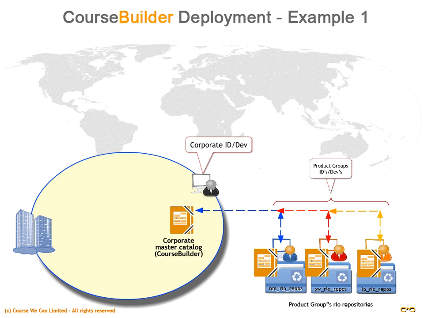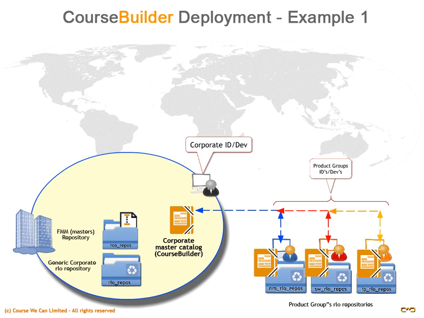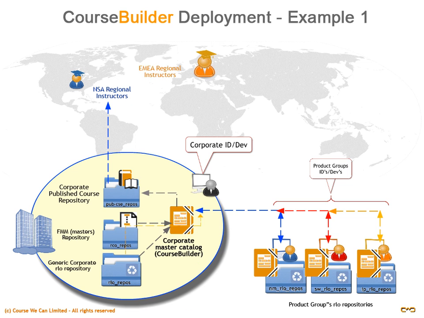Product group course developers can create their own catalogues and courses. Any learning content or RLOs are placed in their group's RLO repositories and then they notify corporate developers that they are there or allow access to their catalogues. The corporate or central catalogue is mapped to the published course repository, and any courses that are published or updated are placed in there by CourseBuilder after publishing. Field trainers or regional instructors are notified of courses that have been updated, so they can get access to the published courses as and when they need to.